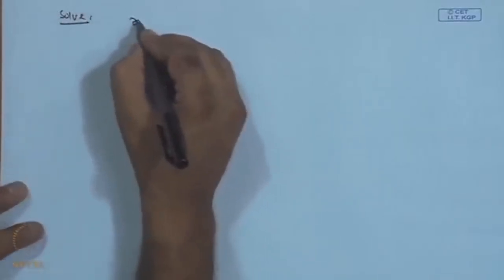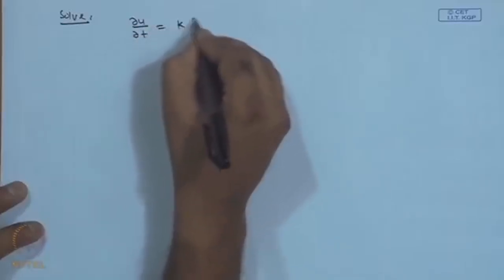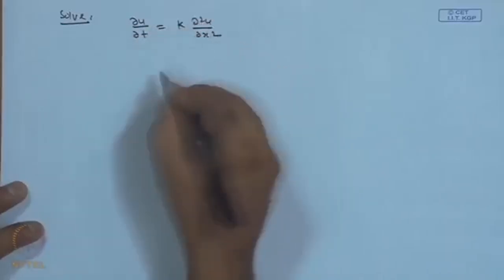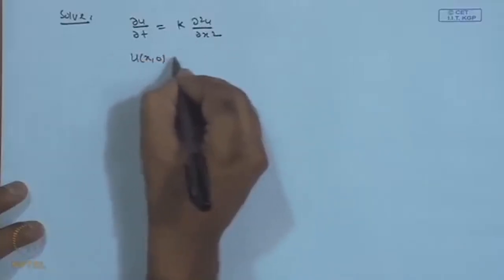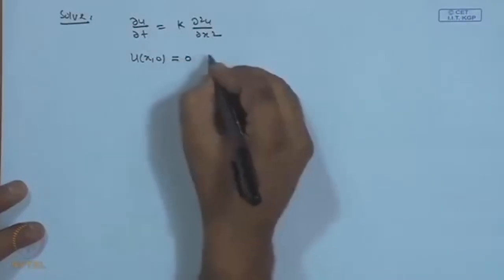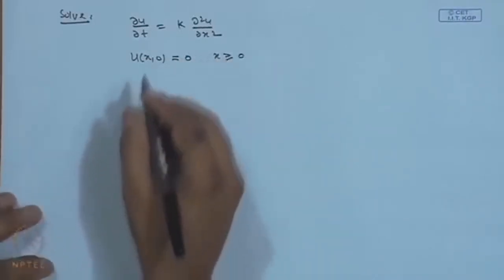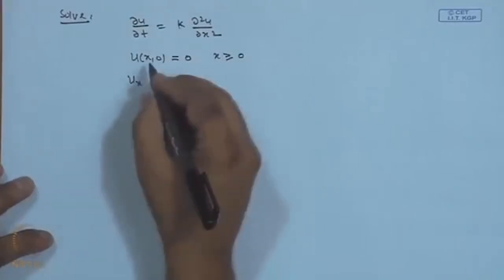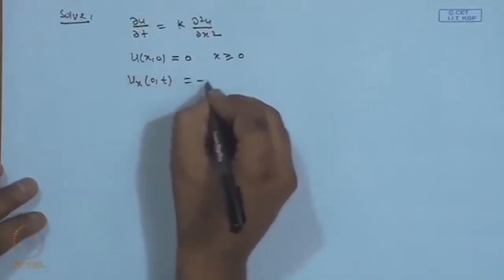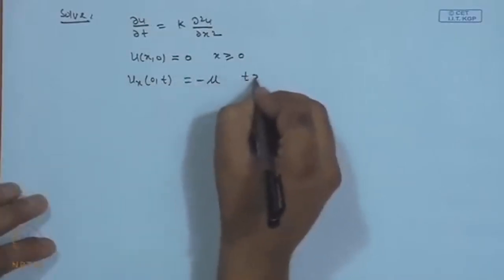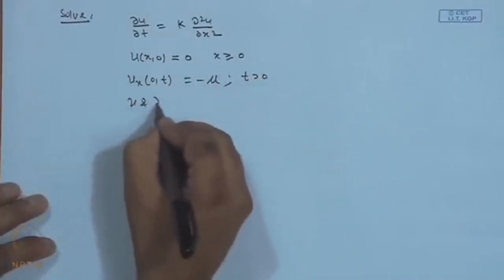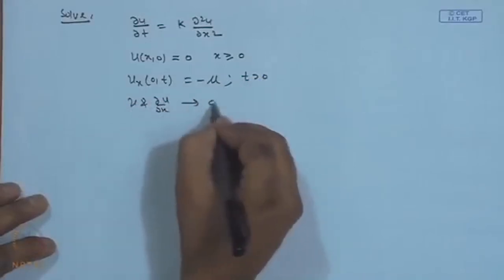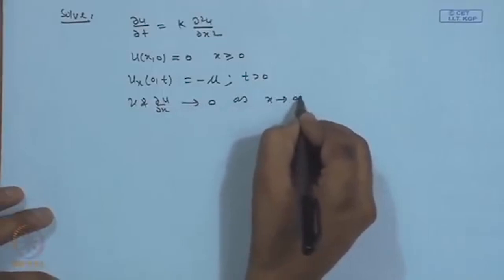The next problem is where we will see that we need to apply the cosine transform. So, next problem: solve del u over del t equals k del 2 u over del x square, subject to the conditions u(x, 0) is 0 for x greater than or equal to 0, and u_x(0, t) is minus mu, that is given for t positive, and u and del u over del x both go to 0 as x goes to infinity.